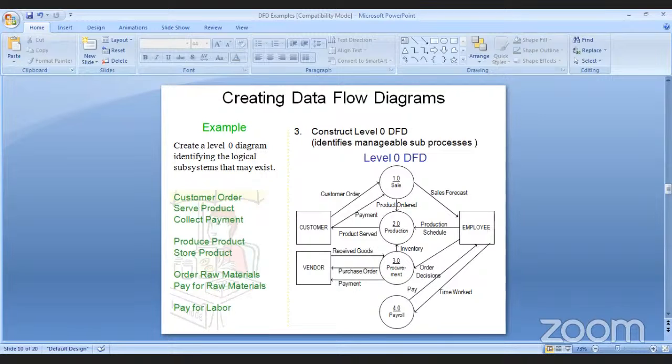Is it okay? So this is all about the DFD. Now coming to the next one, the flow chart.